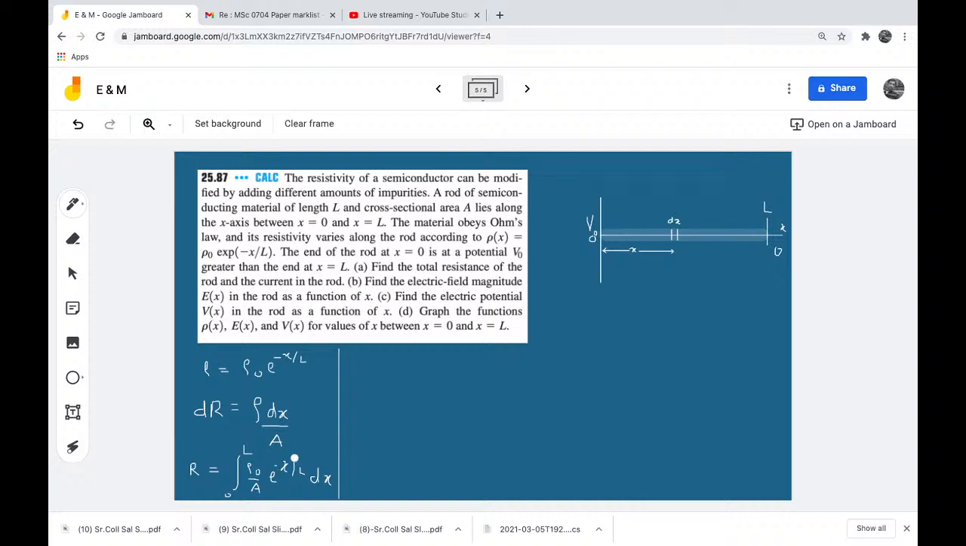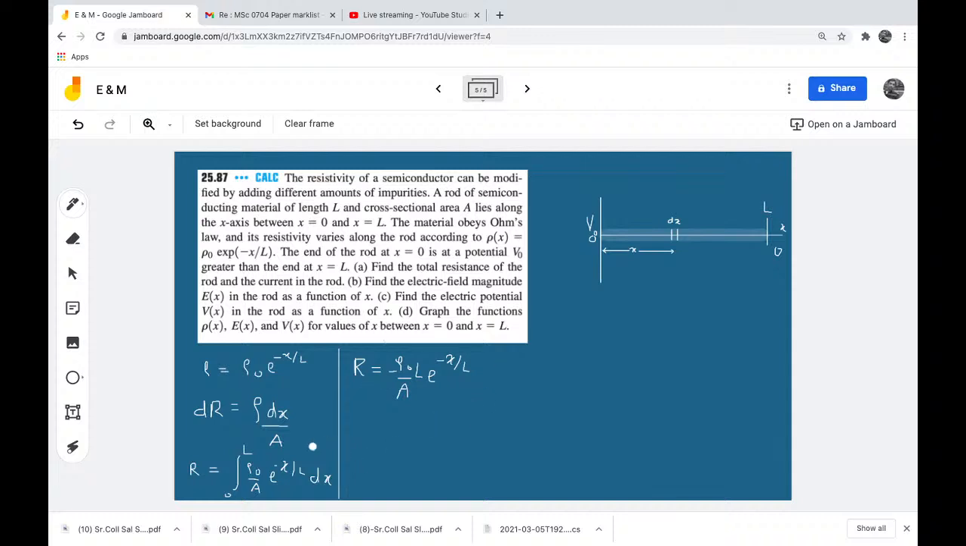Now, how do we integrate it? That's straightforward. Almost all of you are champions in these integrals, so I will not waste time. Rho 0 by A is a constant, so that goes out. Then e power minus x by L: the integration of e power x is always e power x, and then you divide it by minus 1 by L. That means you multiply by minus L.